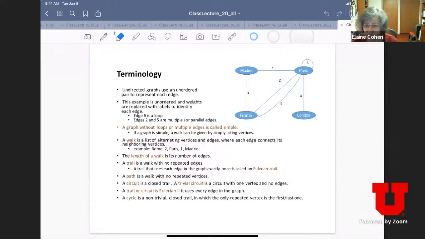There's only one, okay? The length of a walk is the number of edges. So in the example I gave, the length of that walk is 2. Now in this particular multigraph, you might have Paris, 6, Paris, and that's a walk of length 1.